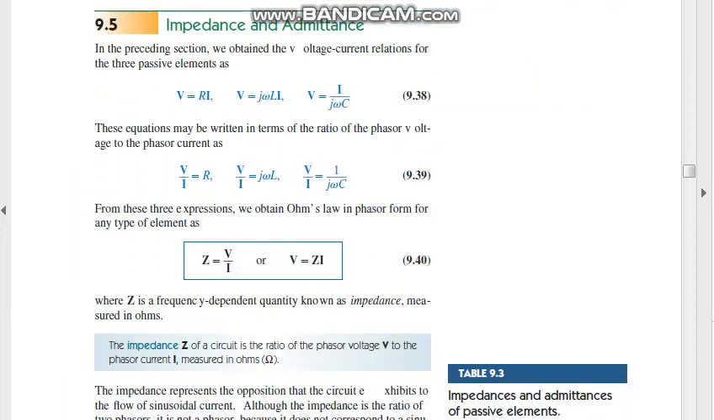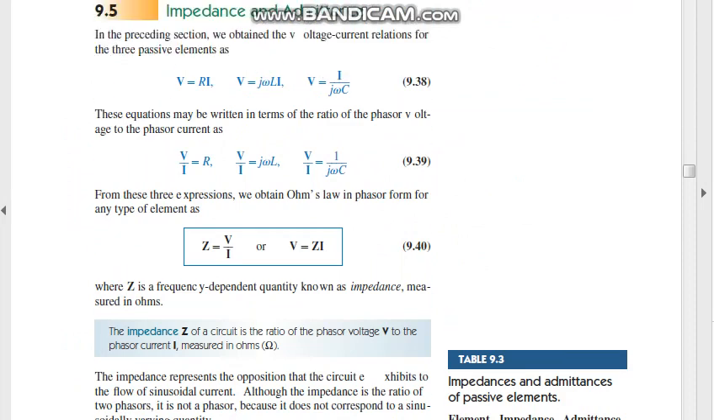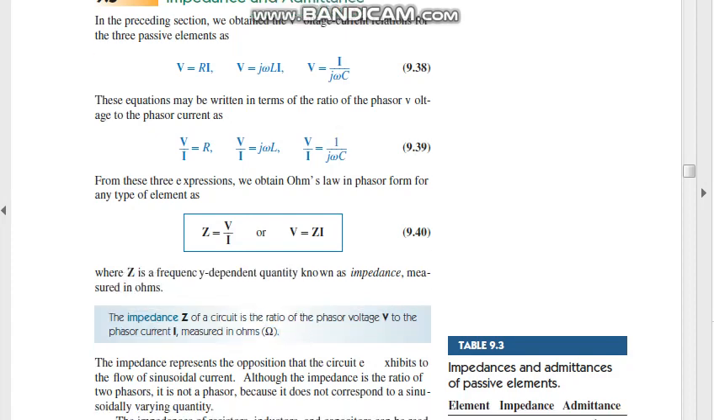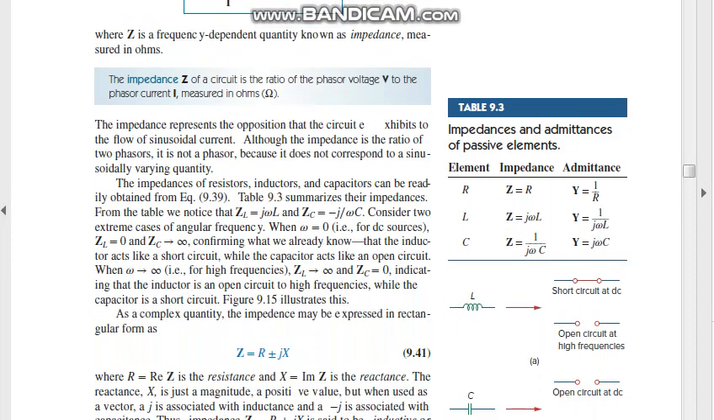There is some math, but that's not so important; what you have to keep in mind is the impedance and admittance. What is impedance? The impedance Z of a circuit is the ratio of the phasor voltage V to the phasor current I, measured in ohms. That is known as impedance. Resistance and reactance both make up the impedance. And admittance is the inverse of impedance; if the impedance is R, admittance will be 1 by R, and vice versa.